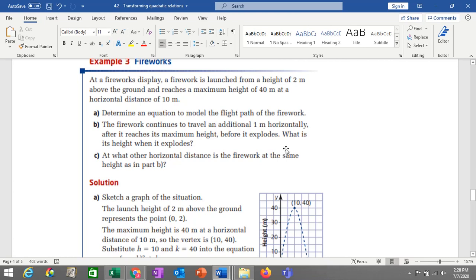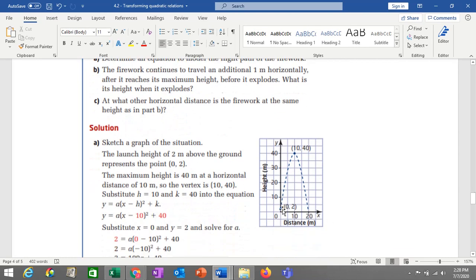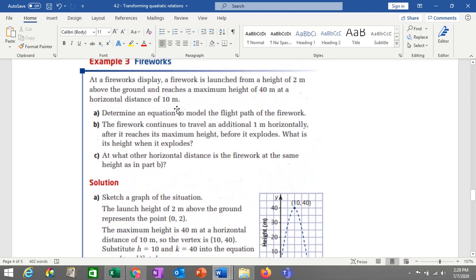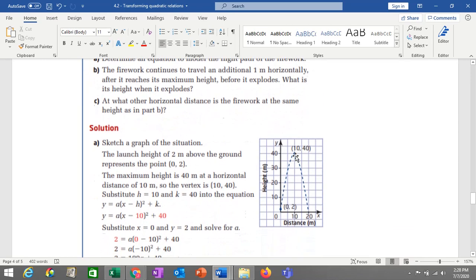Okay, so it's got a maximum height of 40 and a horizontal distance of 10. So you move 10 on the x-axis and up 40. So that's where the firework reaches its highest point. So we know that's going to be the vertex, right? Because that's where it turns around. And it's launched from a height of 2 meters.